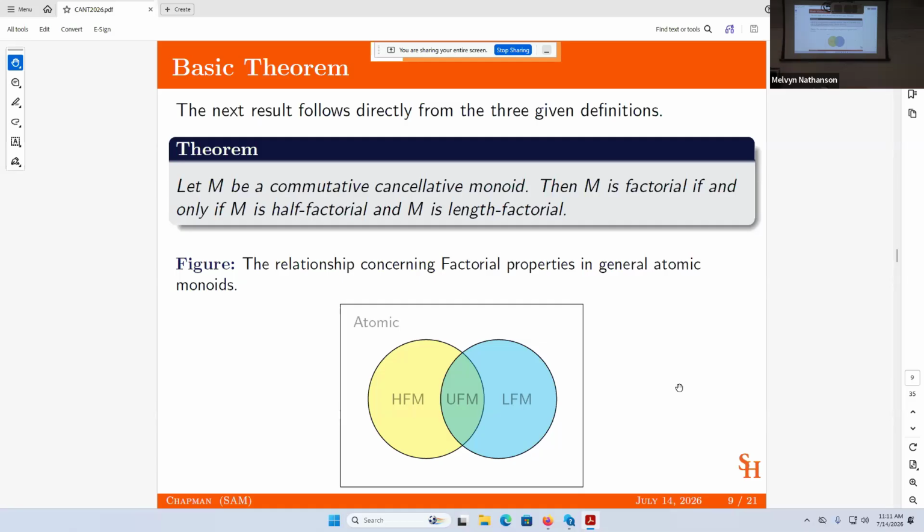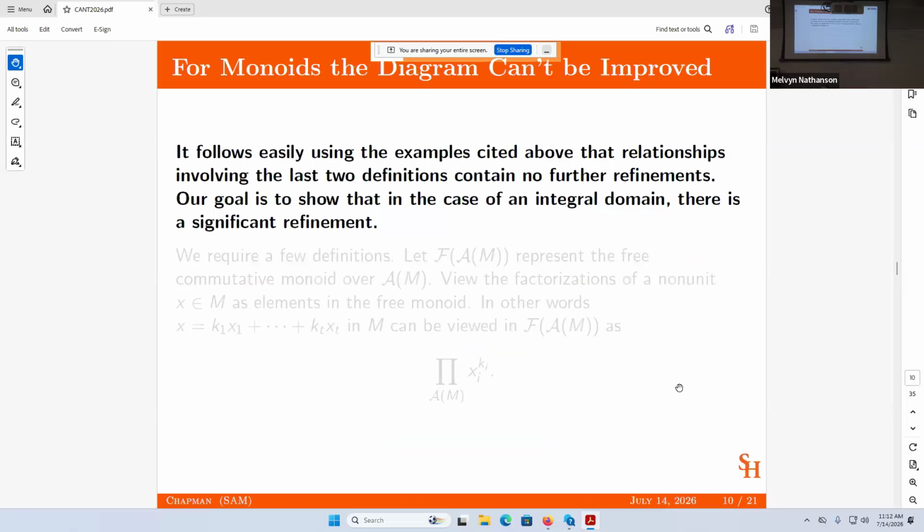But here's the picture. All four of the areas in that diagram are populated. There are half factorial monoids that aren't UFMs or LFMs. There are LFMs that aren't UFMs. So there's stuff in all the areas up there. You can't refine this picture any further. But our goal is going to be that if you change monoid to integral domain, there's a significant refinement that we'll see in a few minutes.